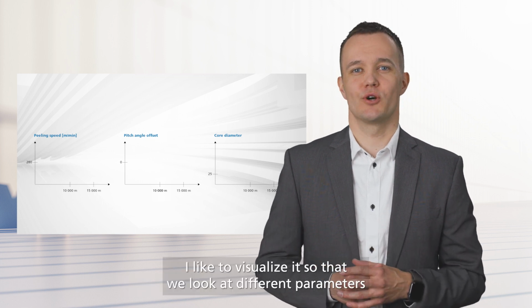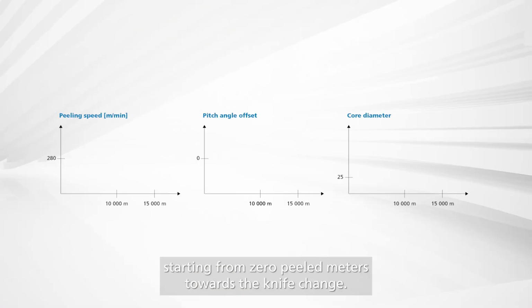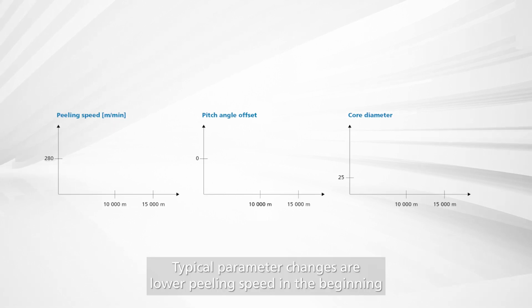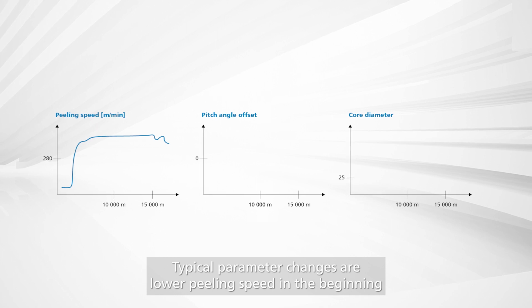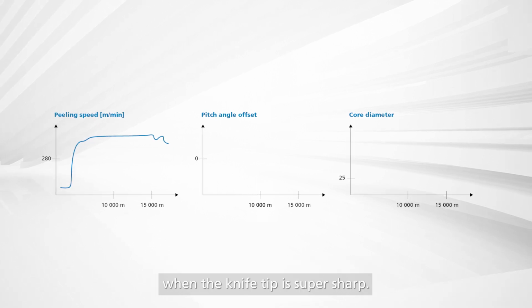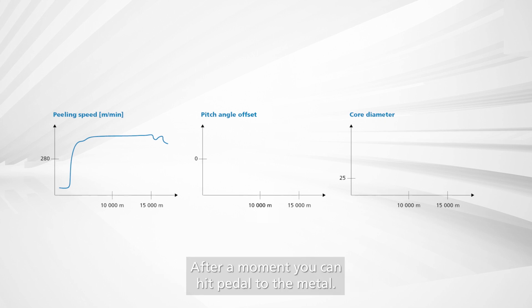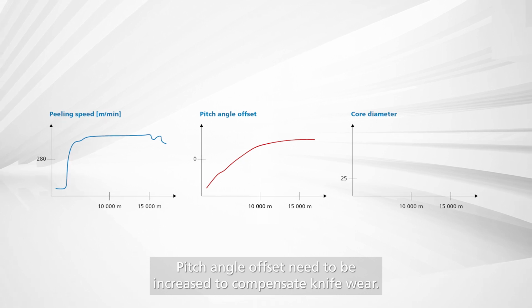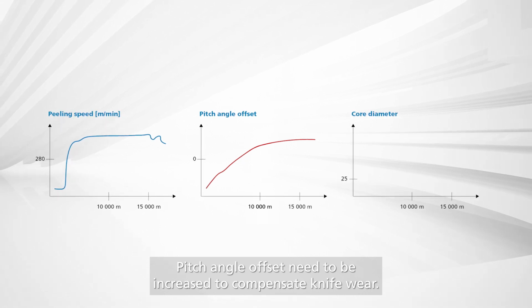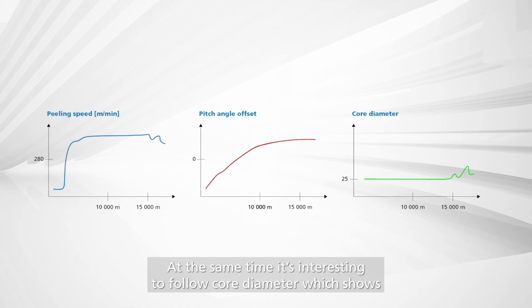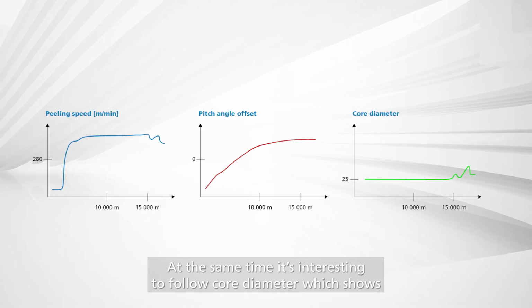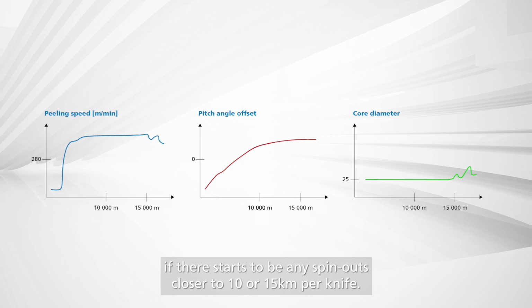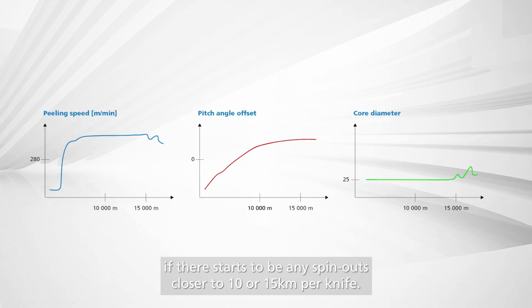I like to visualize it so that we look at different parameters starting from 0 peeled meters towards the knife change. Typical parameter changes are lowest peeling speed in the beginning when the knife tip is super sharp. After a moment, you can hit pedal to the metal. Pitch angle offset needs to be increased to compensate knife wear. At the same time, it's interesting to follow core diameter, which shows if there starts to be any spinouts closer to 10 to 15 kilometers per knife.